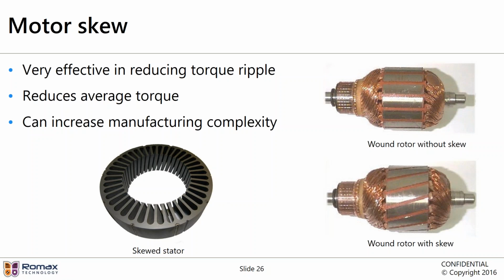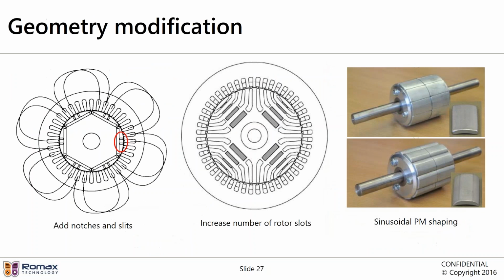Motor skew looks something like this. If compared to gears, it's moving from a spur gear to a helical gear, so you have, in this case, on the right, the rotor teeth skewed to average out rotor torque. This is particularly effective in reducing torque ripple, but it does reduce the average torque as well. And it can also increase manufacturing complexity. It's quite commonly used in induction machines. However, in PM machines, especially the rotor, it's a bit trickier to manufacture with skew, so it's less used.